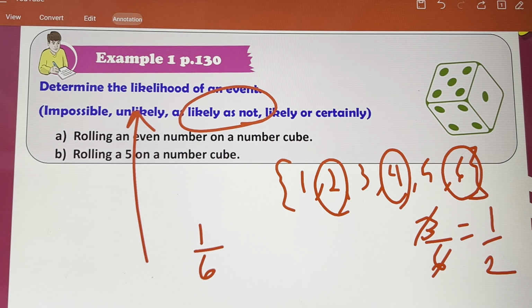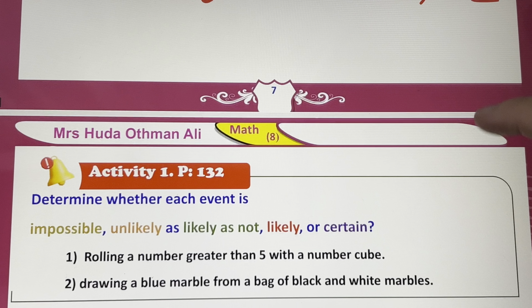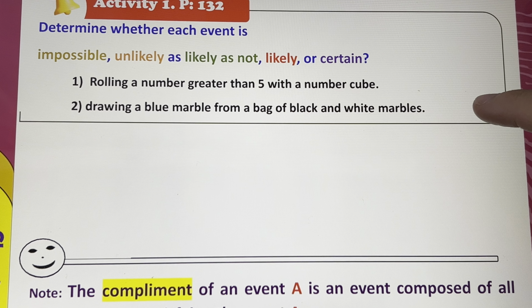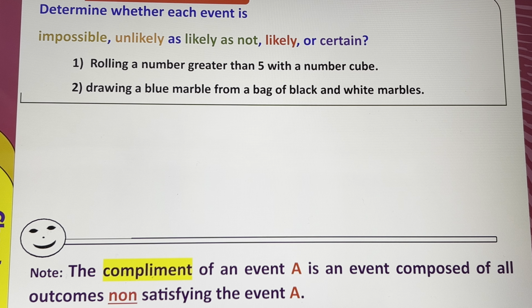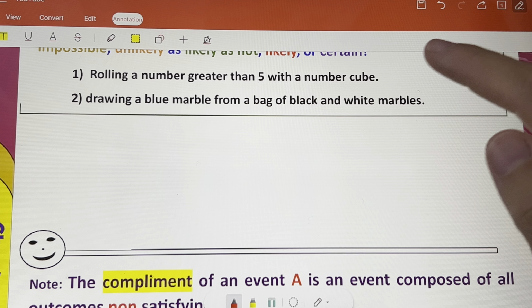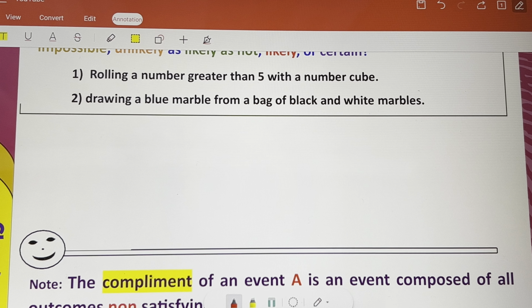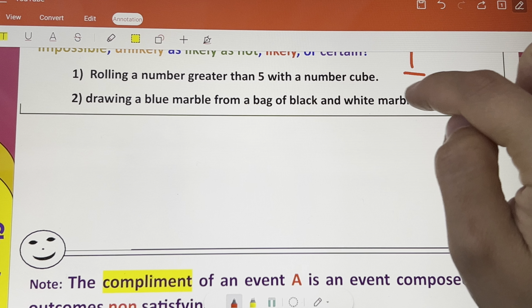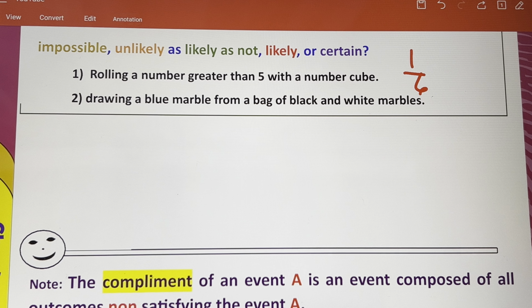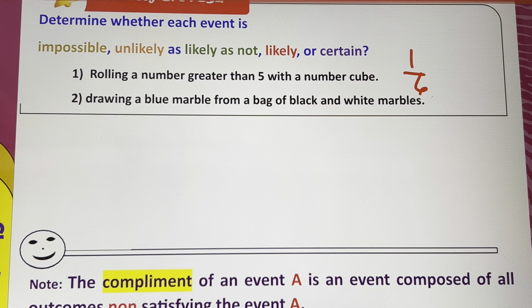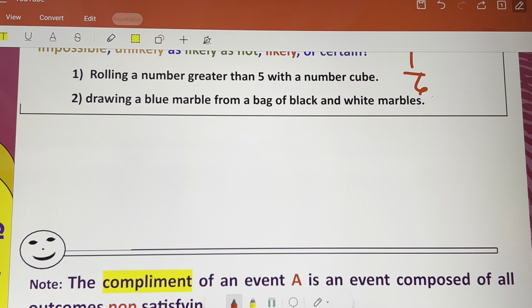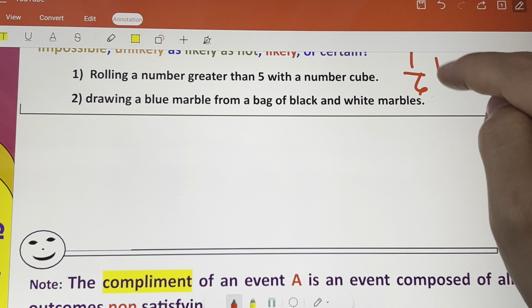All right, dears. Let's solve more examples. There's an activity that says determine whether each event is impossible, unlikely, as likely as not, likely, or certain. Again, we have rolling a number that's greater than 5 with a number cube. So greater than 5, that means it's only 6. It's going to be one number out of 6. And this one, I'm going to call it what? I will call it unlikely, because it's only one number from 6.